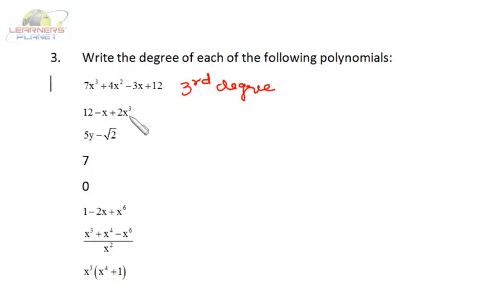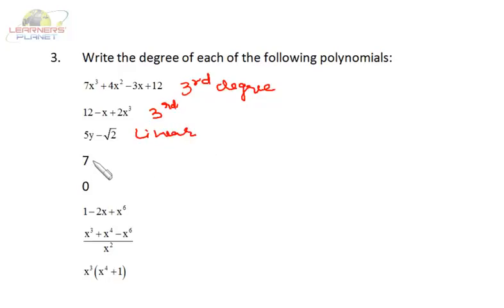Okay, in this case x is having the power 3, so it's a third degree polynomial. Here the variable is y and y is having the power 1. That means the highest power of any variable in this expression is 1. So it's a first degree polynomial, or we can say it is a linear polynomial.